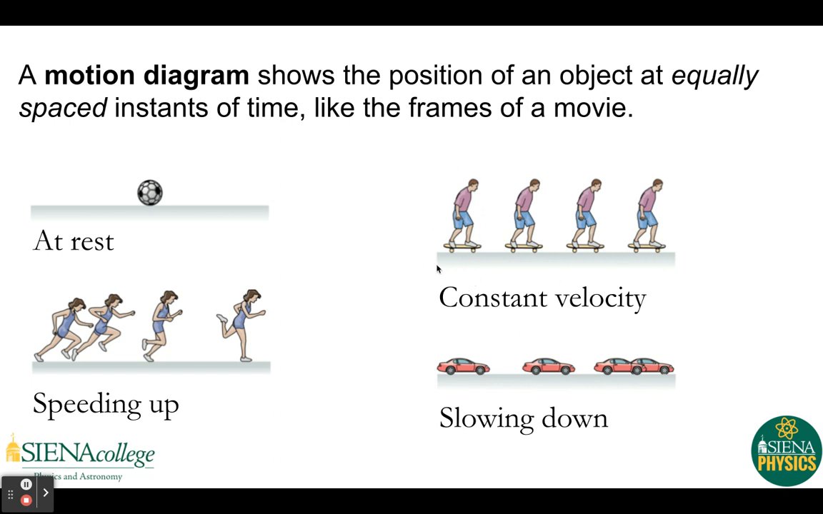So this is somebody on a skateboard moving at a constant velocity. And we know that because the distance between each picture is the same. So we're not seeing it speed up or slow down, right? Same distance in the same amount of time. And then finally, a picture of a car slowing down, or motion map. So it travels this distance, and then less distance, and then even less distance in these equal intervals of time.